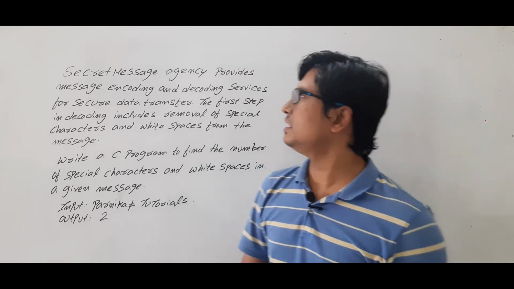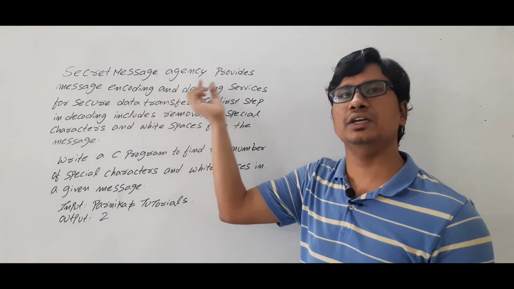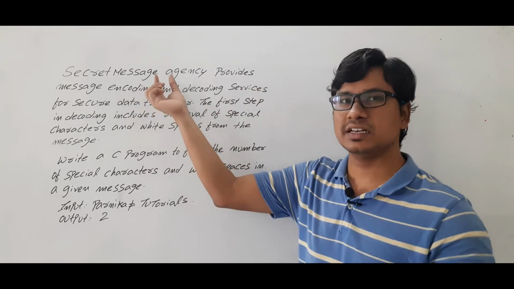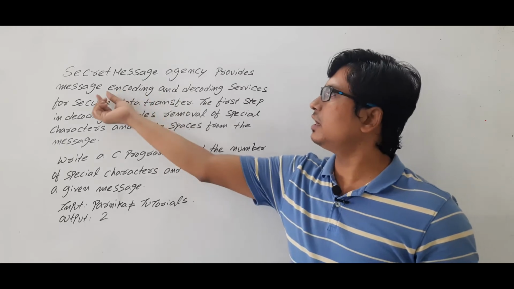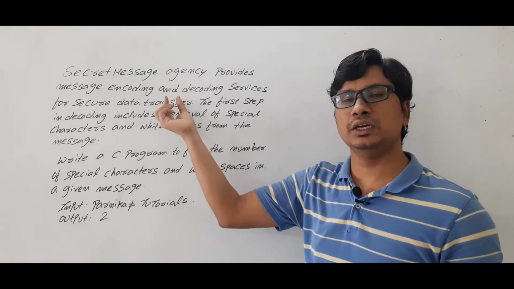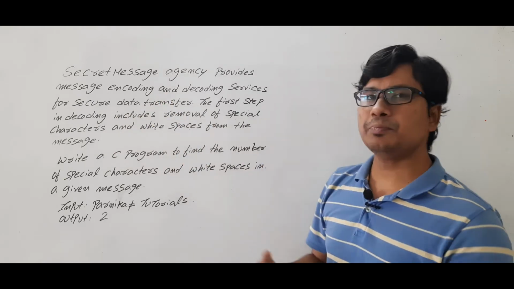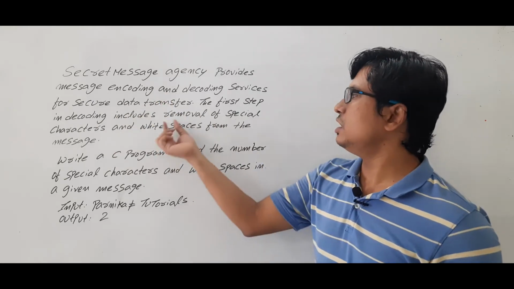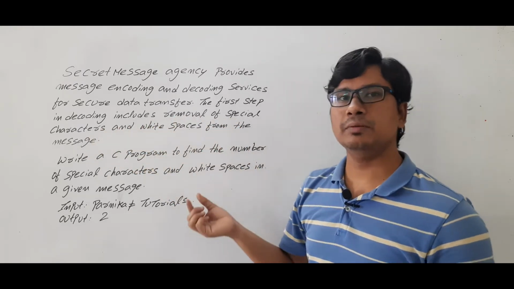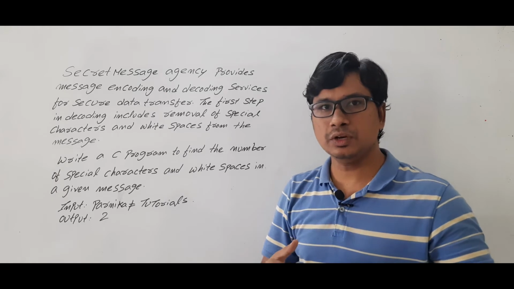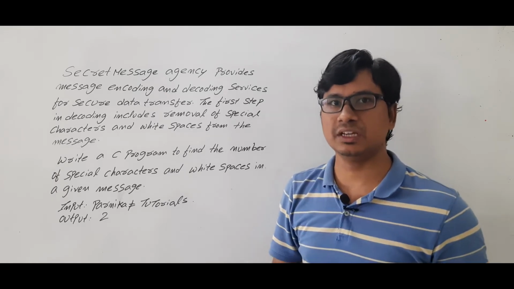Look at the question. Secret Message Agency provides message encoding and decoding services. Secret Message Agency is one agency. What kind of services are they providing? They are providing message encoding and decoding to transfer the data securely. The first step in the decoding process is removal of special characters and white spaces from the message. So in the decoding process, they have to remove the special characters and white spaces from the given message.